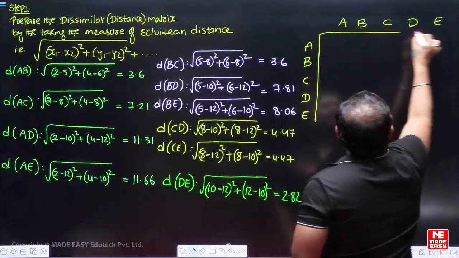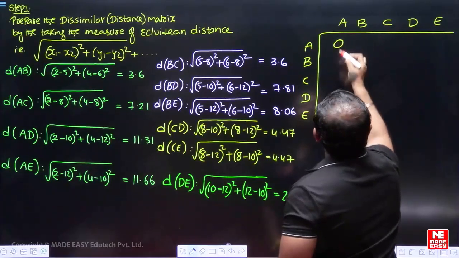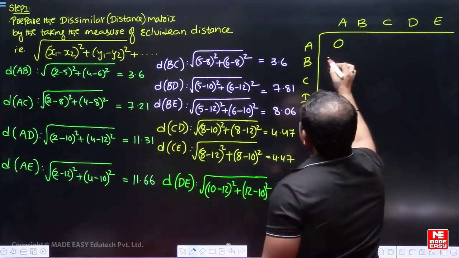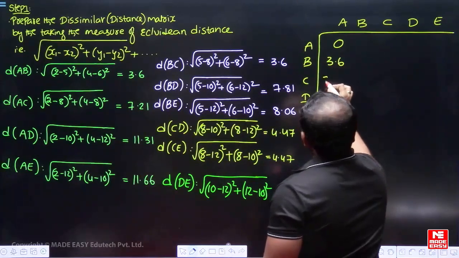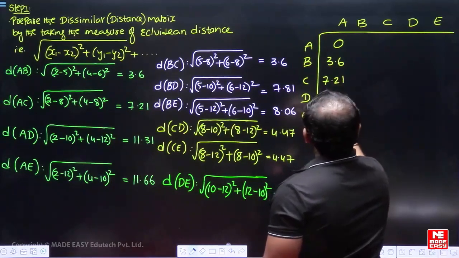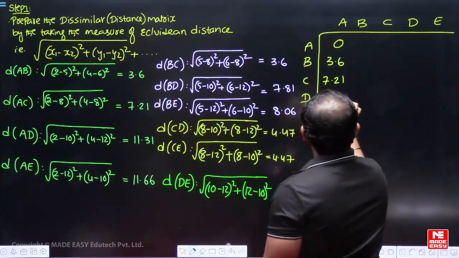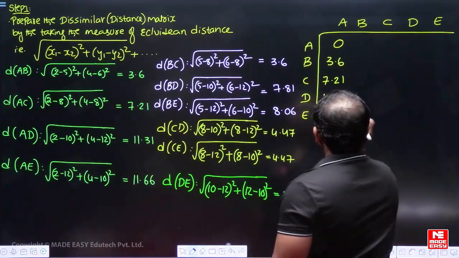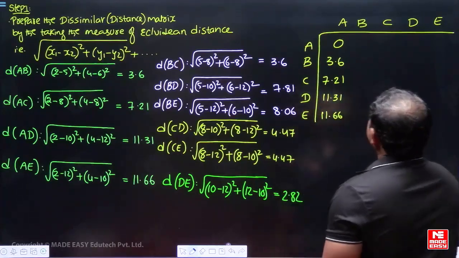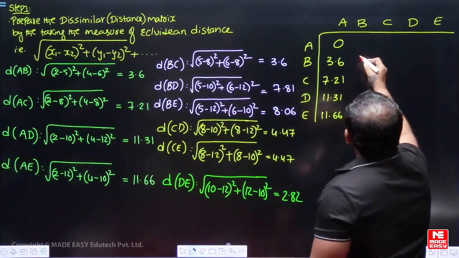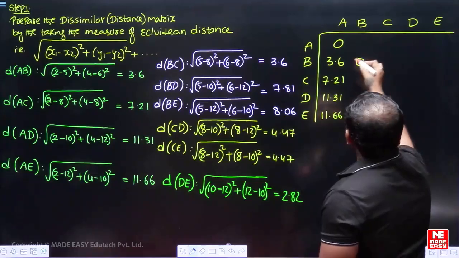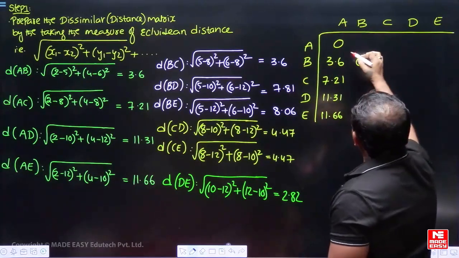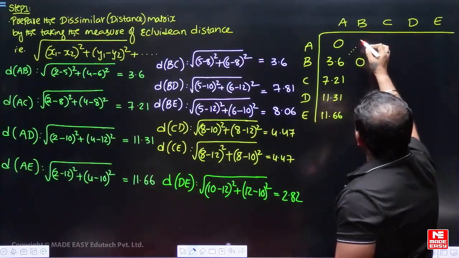A with A, both are the same, distance 0. A with B, C, D, E: the calculated values are 3.6, 7.21, 11.31, and 11.66. Next B: B with B is 0. A, B and B, A are the same, so this value will be replicated here itself.